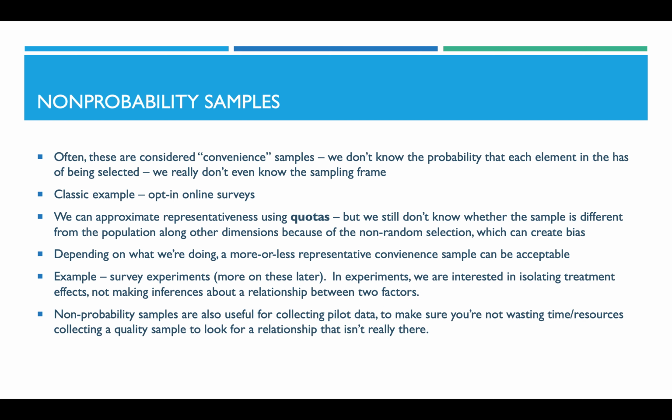And then non-probability samples are also really useful for collecting pilot data. The idea here is that if we have a theoretical hunch about a relationship and we want to test it using a quality sample, we want to make sure that we're not wasting our time and resources going out and collecting this sample to look for a relationship that isn't really there. So we might look for evidence of a relationship in a cheap convenience online sample and then go and retest our hypothesis using that better quality data.